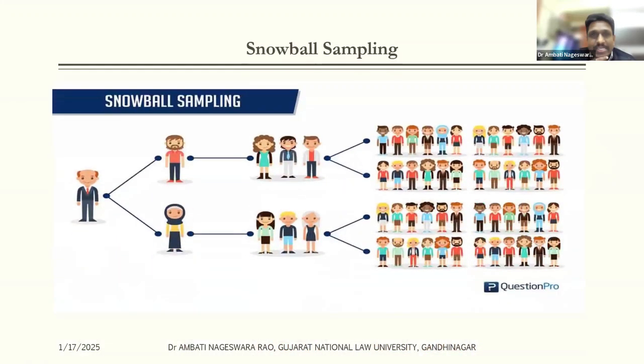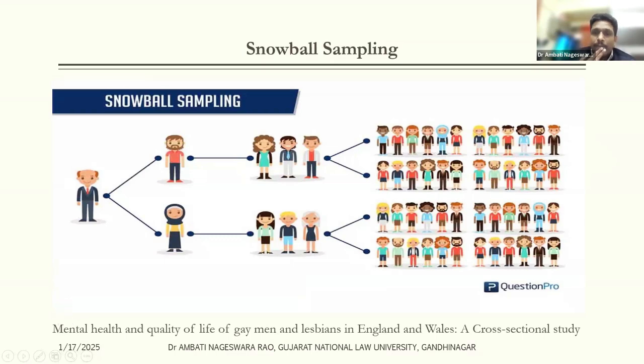Last one, snowball sampling. Whenever you want to conduct research on chain smoking habits, or sexual orientation, or a particular population where you can't find a directory or sampling frame, in those cases one can use snowball sampling. As you can see on this slide, thanks to QuestionPro and other scholars from where I brought this slide, we collect data from one respondent, and this respondent gives references about other respondents, right?